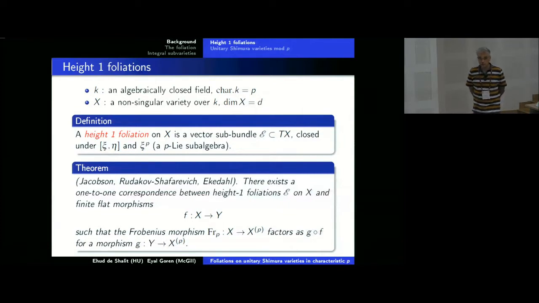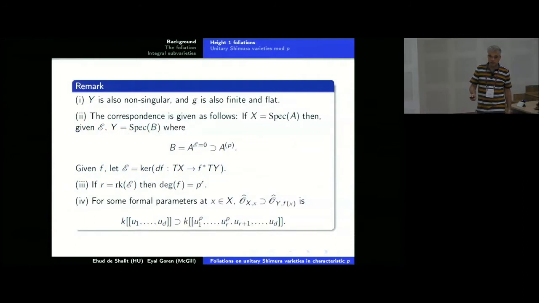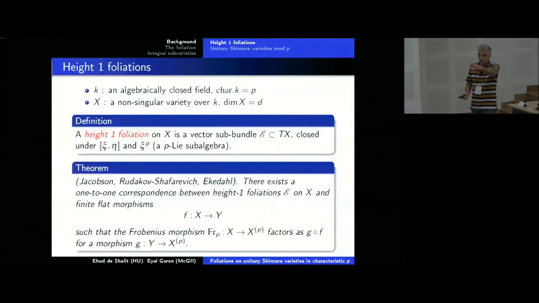And how should you think about it? Everybody knows that Frobenius, so to speak, is contracting, okay? And here this partial purely inseparable map F is contracting in certain directions and not contracting in perpendicular directions. And the foliation gives us the directions along which it is contracting. So some remarks. First of all, the emphasis is, by the way, that E has to be a foliation and F has to be finite and flat.